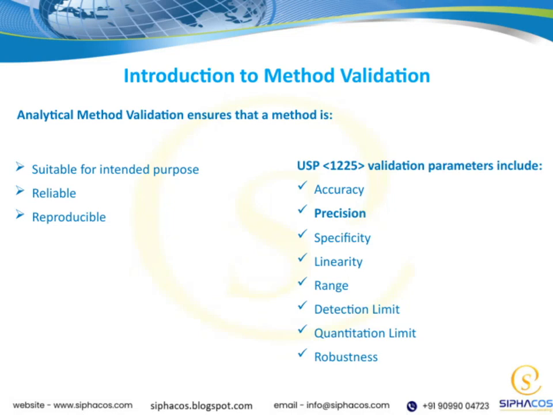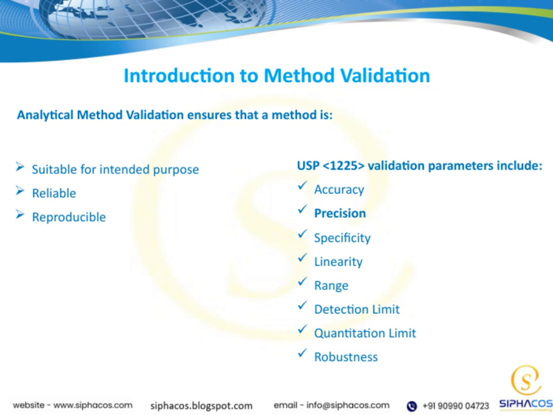Now, let's talk about why analytical method validation is so important. Essentially, it ensures that the method we use is reliable and accurate for its intended purpose. When we refer to USP 1225 validation parameters, we're talking about a set of key criteria that help us verify this. These include accuracy, which tells us how close our results are to the true value, and precision, which shows us how consistent our results are when repeated.